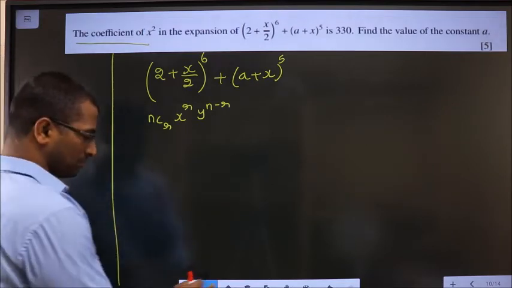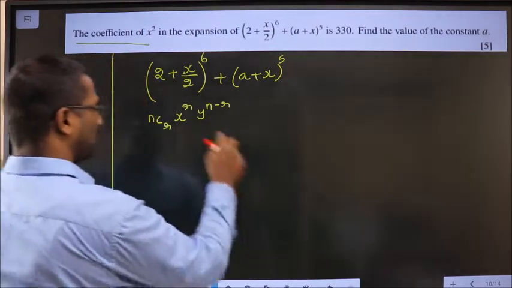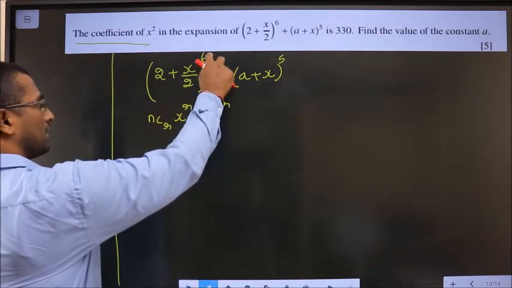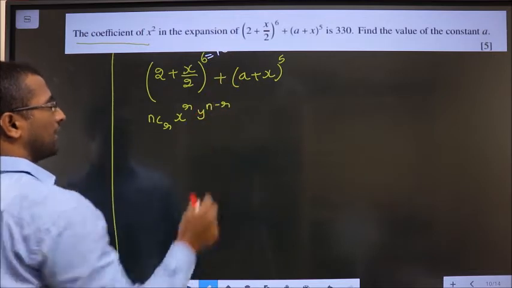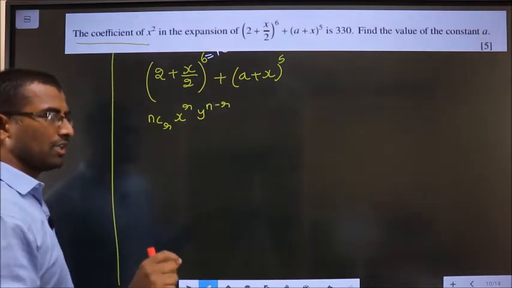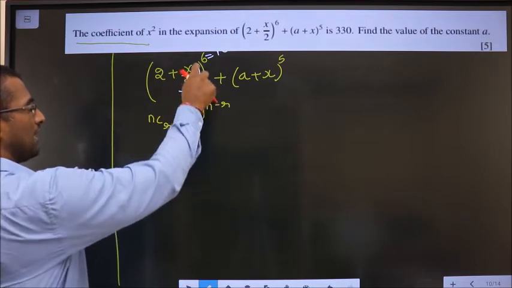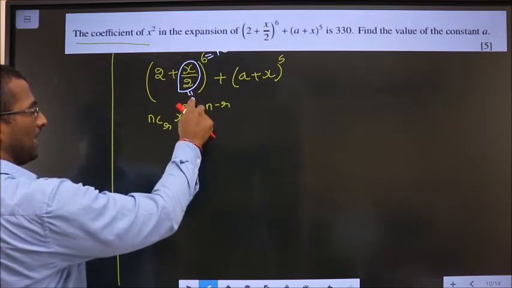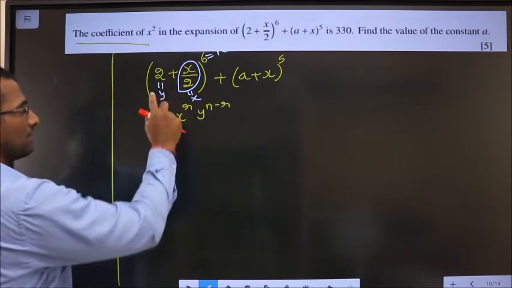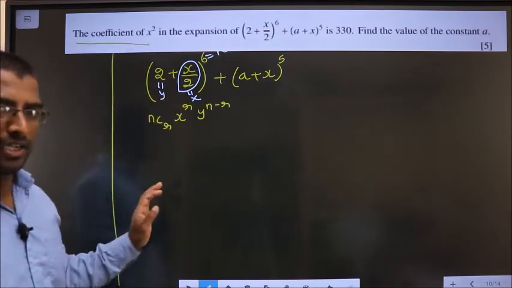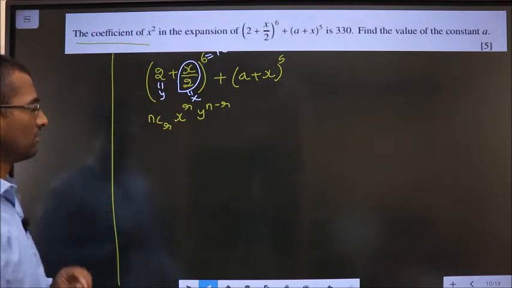Now, in place of n, what will you take? The power will be n. In place of x, what will you take? Out of the two, whichever has got x in it, that will be x, and the left out one will be y. Clear?